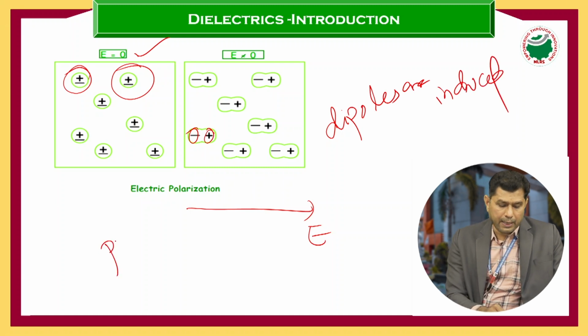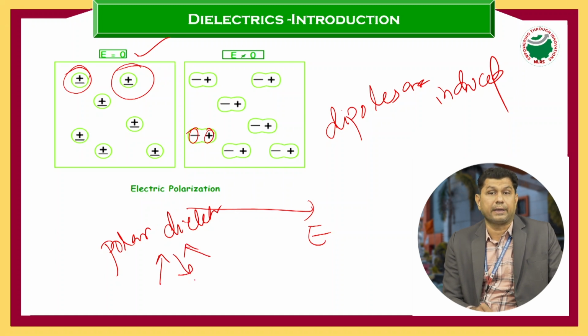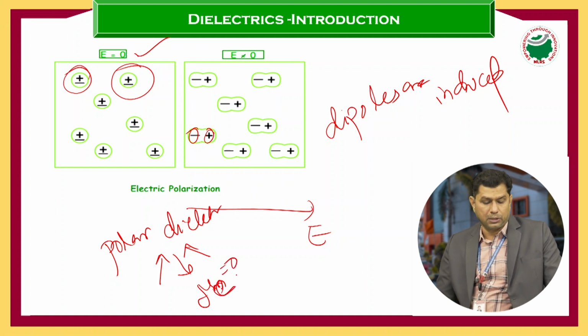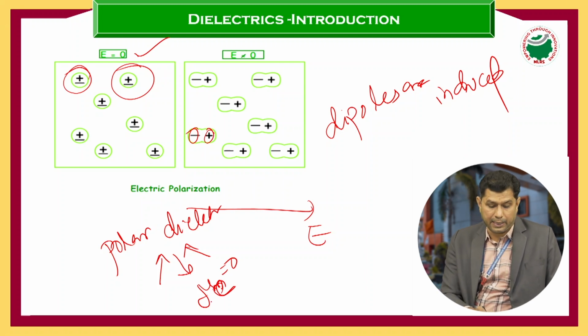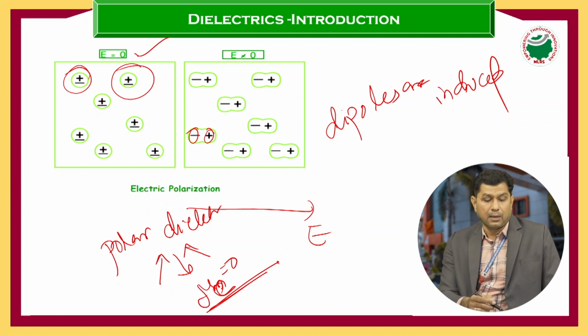In polar dielectrics, the dipoles are readily available. Let it be positive charge and negative charge, but they are randomly oriented. Net dipole moment here also 0. Dipole moment is 0. In polar dielectrics, dipoles are readily available, but they are randomly oriented, so net dipole moment is 0. In non-polar dielectrics, centers of positive charge and centers of negative charge coincide. Net dipole moment here also 0.